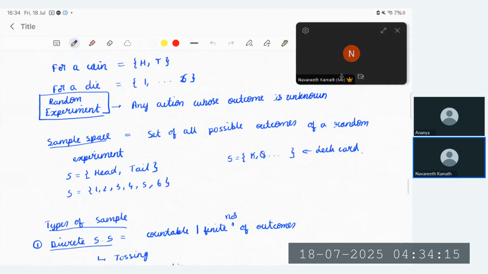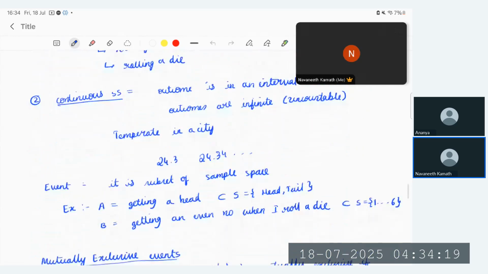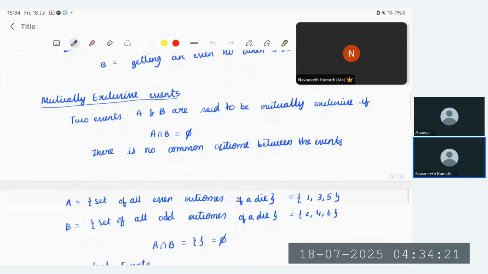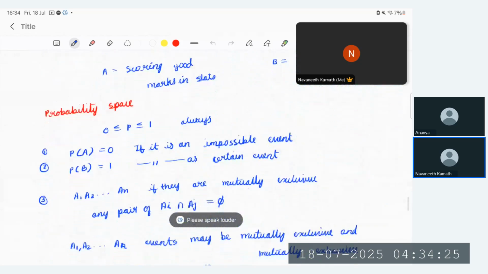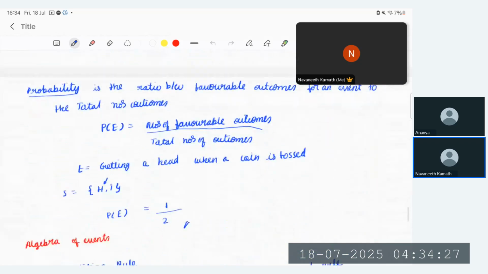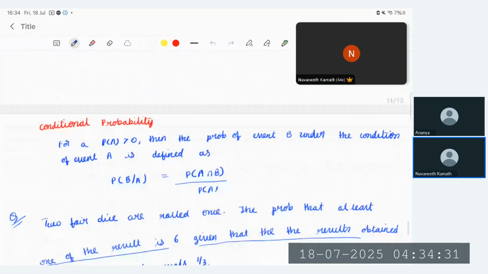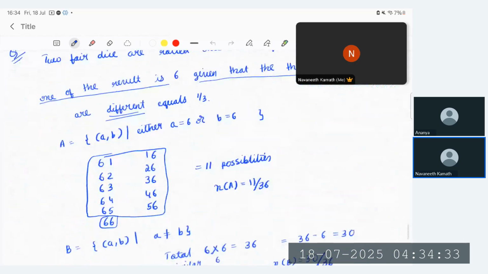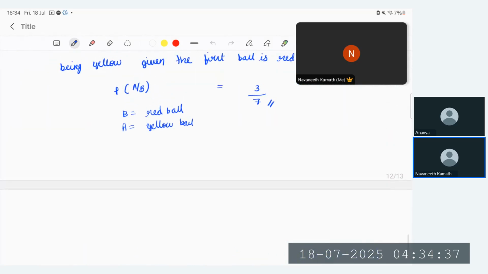Random experiment, sample space, types of samples like discrete and continuous, independent events, then probability space, then what is probability, algebra of events, then multiplication and addition theorems of probability we have seen, right? Till now, we have done these things. Let's continue with this.